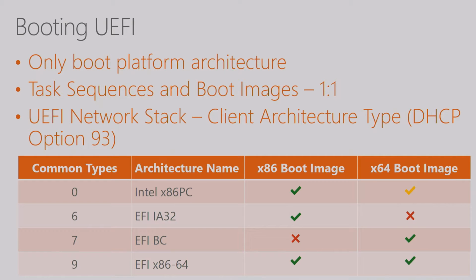There's another interesting thing called the client architecture type. If you look at the client architecture types, we can see that there are different DHCP scope options. These scope options basically tell you what we can boot. The most common one is if you're running in BIOS mode, it's going to show up as a type 0, Intel x86 PC. That could be a 64-bit system or a 32-bit system, and that's why I put a yellow checkbox next to the x64 boot image.